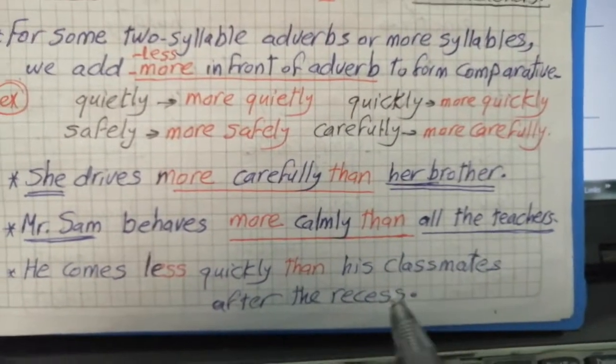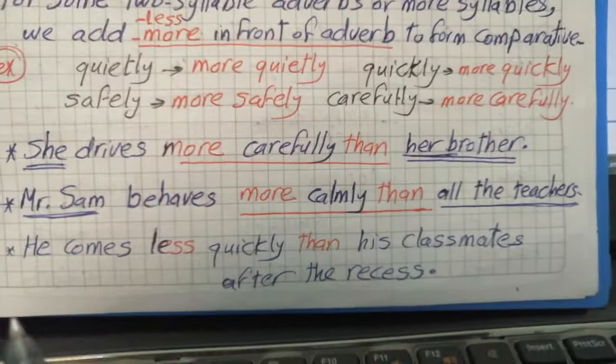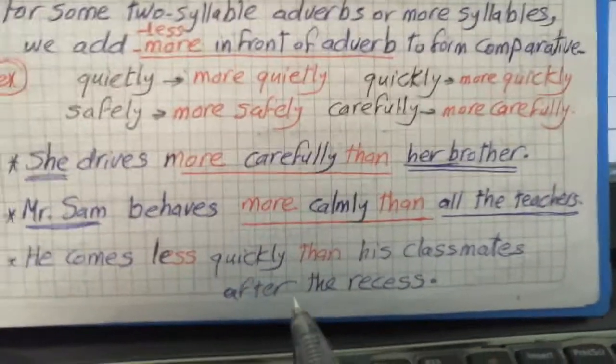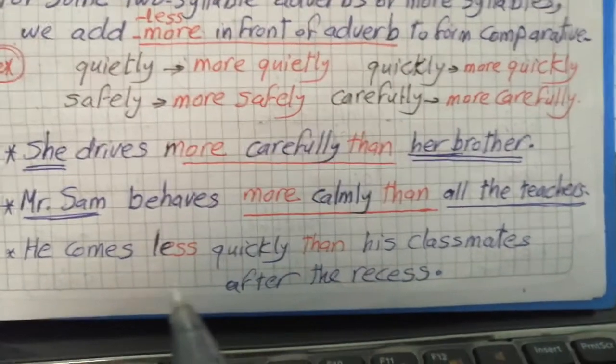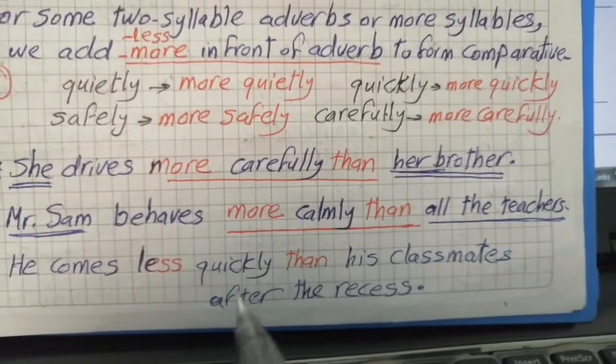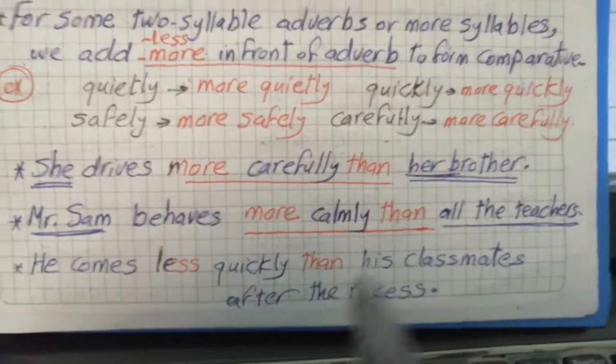I'm comparing the way Mr. Sam behaves and the way other teachers behave. He comes less quickly than his classmates after the recess. I'm comparing the way he arrives at the class and the way his classmates arrive after the recess. So he arrives less quickly than. This is the first part, which is comparative adverbs. In the second part, we are talking about superlative adverbs.